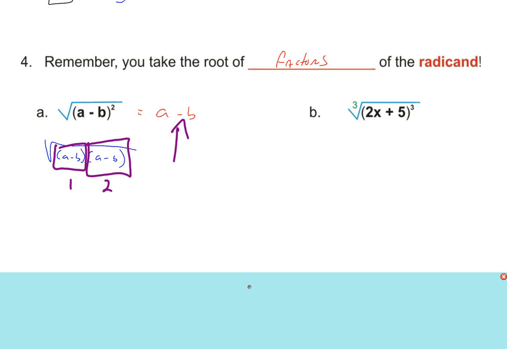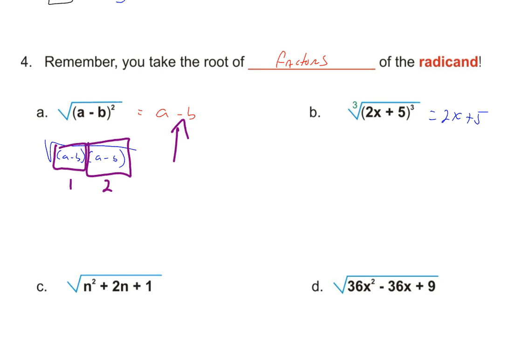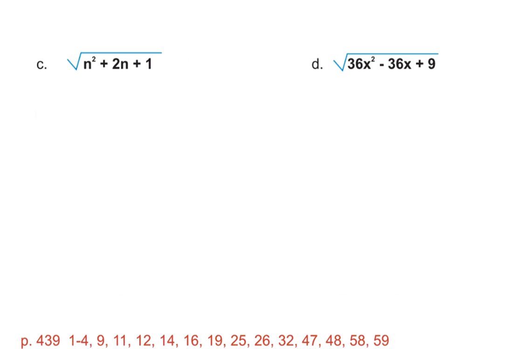So remember, in the second example B, this is a quantity 2x plus 5 times a quantity 2x plus 5 times a quantity 2x plus 5. So the cube root is 2x plus 5. Lions and tigers and bears, oh my. All right. Now let's see if you're really comprehending.